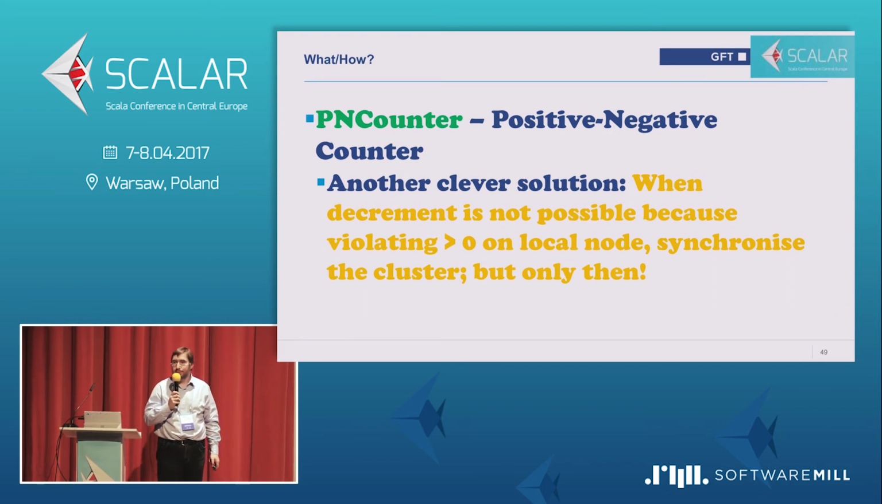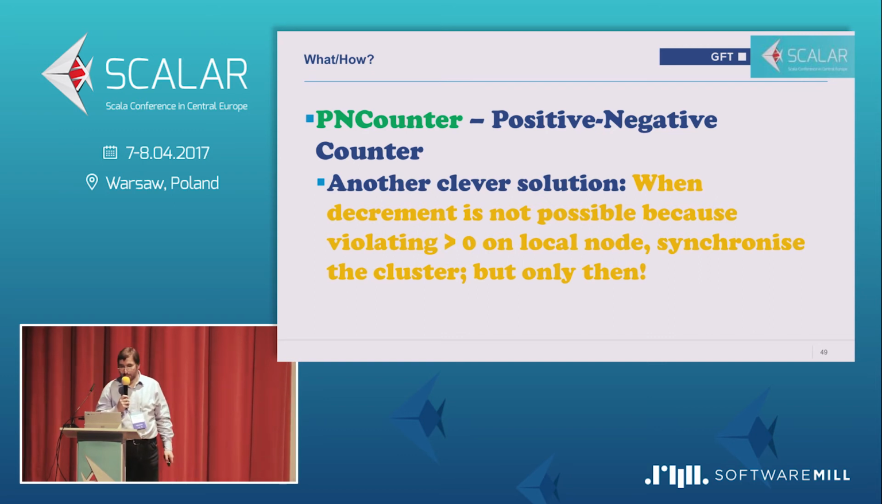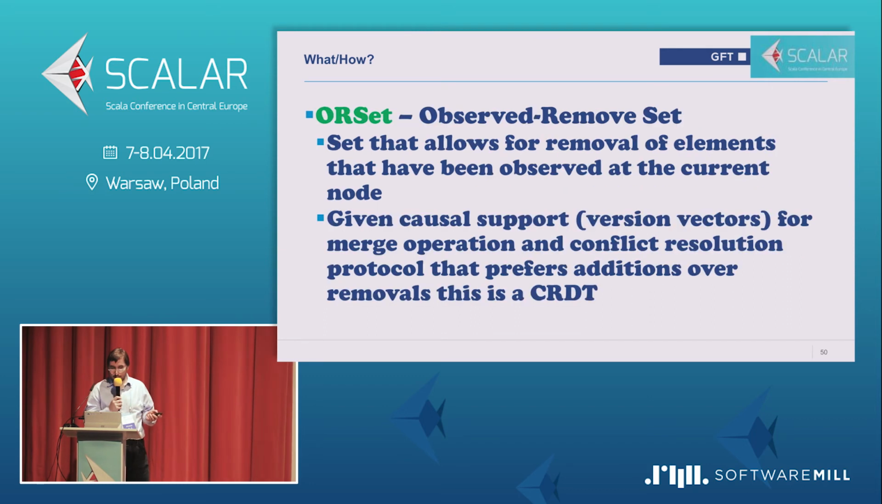And if we implement CRDTs in a clever way, then we get a fine-grained way of thinking about consistency versus availability, so the trade-off. So my clever solution, which won't work for PN counter, would be when decrement is not possible because the constraint will be violated, try to synchronize the cluster. But it might work for other operations.